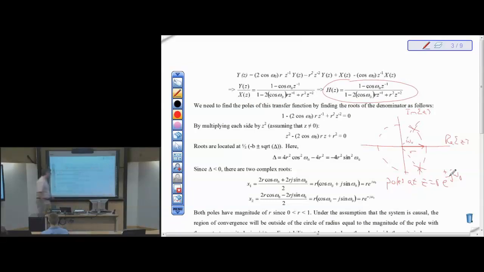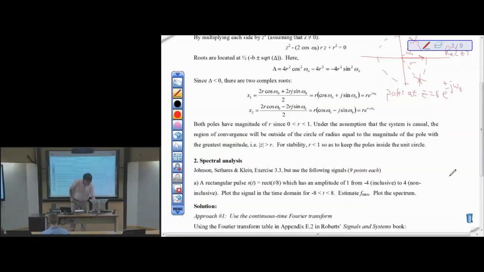So the phase is plus or minus omega naught, and the radius is r. Okay, again, for causality, we want the region of convergence to be outside the pole of greatest radius. So the region of convergence is the part of the z-plane outside of the circle of radius r.